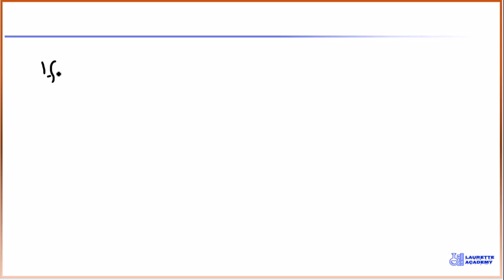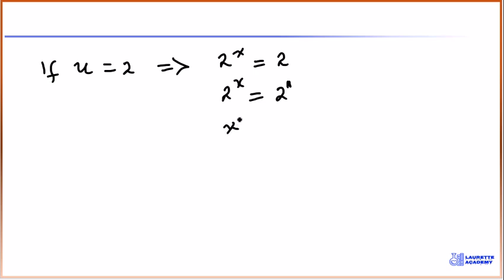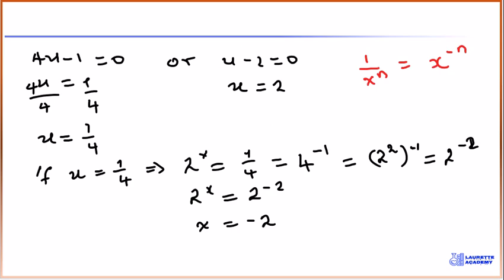If u equals 2, it implies that 2 raised to the power x is equal to 2, which is 2 raised to the power x equals 2 raised to the power 1. The bases are the same. We can equate the powers. So x is equal to 1. So we have the two values of x as 1 and x equals negative 2.